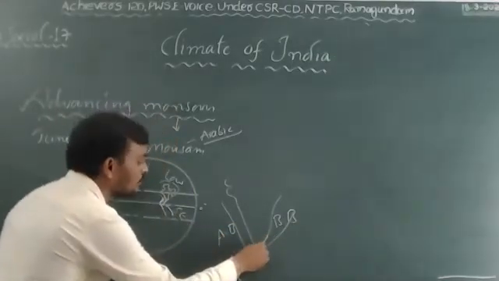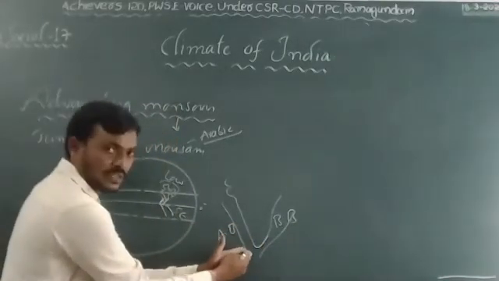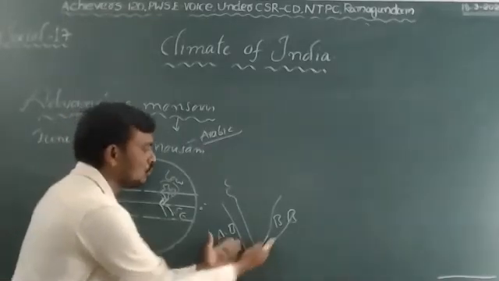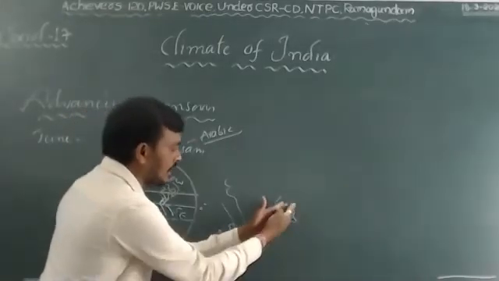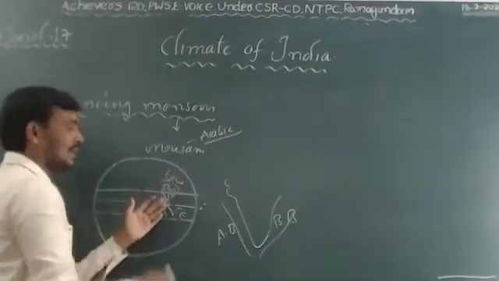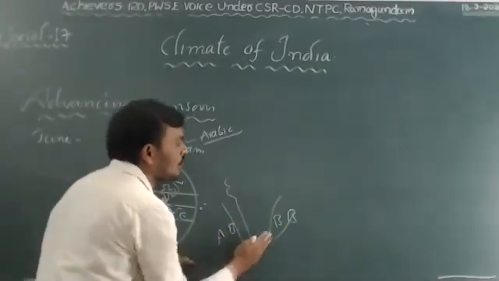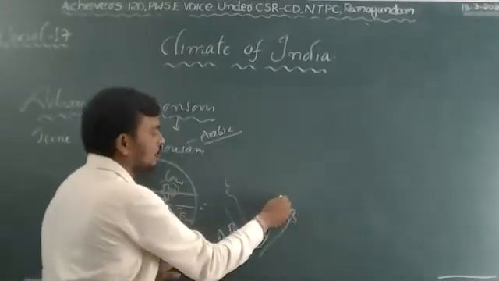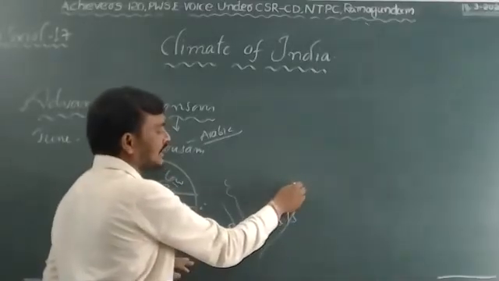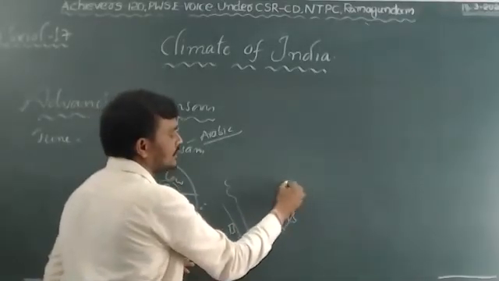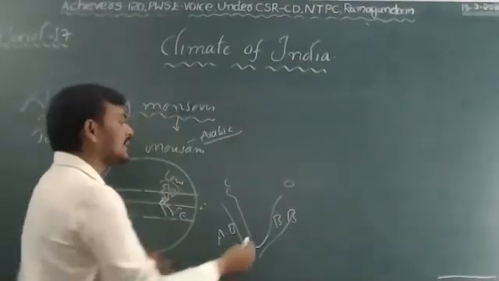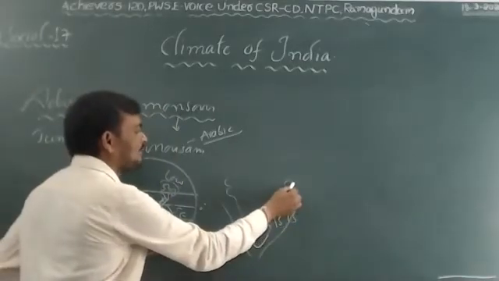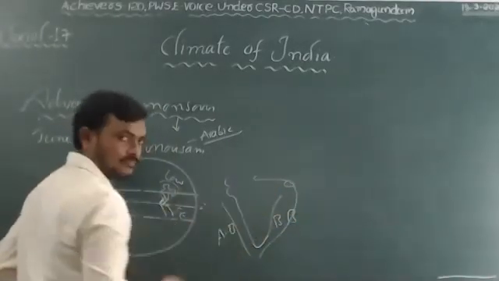See, the southmost tip of India divides the monsoons into two branches. This is the Bay of Bengal branch, and this is the Arabian Sea branch. The Bay of Bengal branch moves towards the north and hits the Shillong plateau. Shillong is in Meghalaya. Hitting the Shillong plateau, it deflects towards the west.